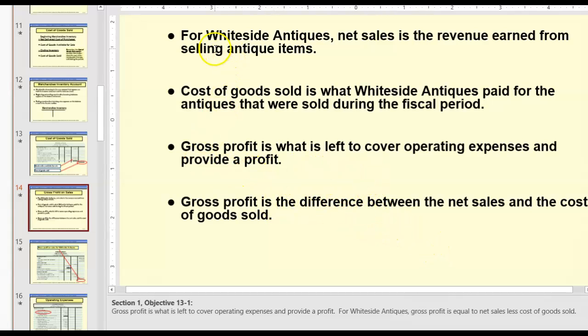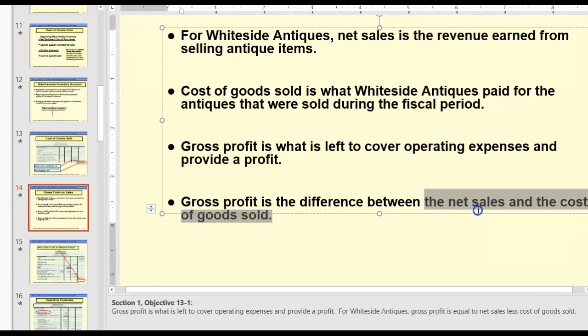Okay, let's see. Net sales is the revenue we earned from selling our antiques. The cost of goods sold is what we paid for the antiques that were sold. The gross profit is what's left over to cover our operating costs and expenses and provide a profit. And the gross profit is the difference between our net sales and the cost of goods sold. Notice it's net sales and not total sales.